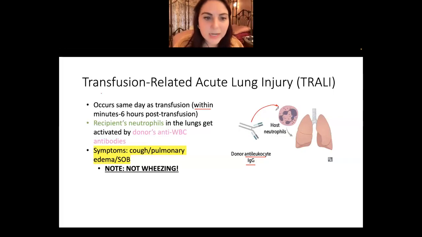So how would that present? It would present with lung symptoms: cough, pulmonary edema, shortness of breath. Again, these are all symptoms of a lung problem. That's what you're looking for. If you do a chest x-ray, you would see some pulmonary edema. You would see the shunting of some of the vessels. But again, no wheezing here. There's absolutely no wheezing with Charlie. Wheezing is an allergic reaction. It's not a lung injury.